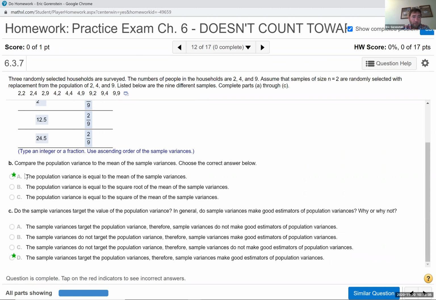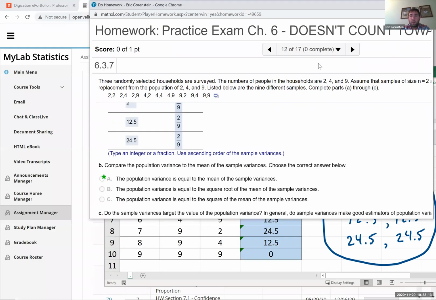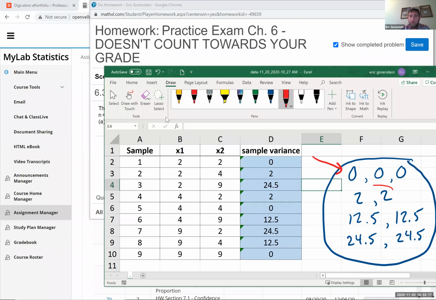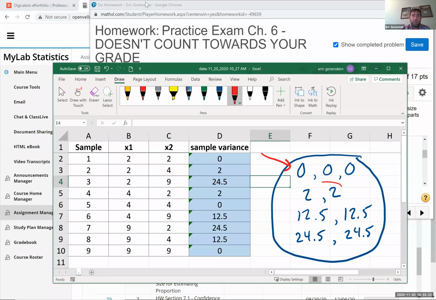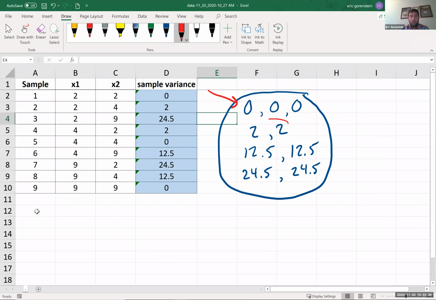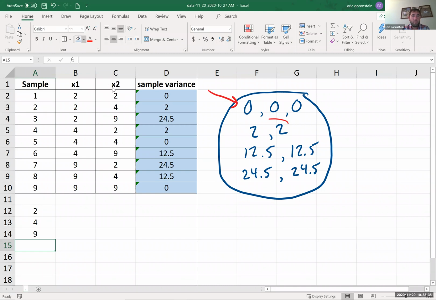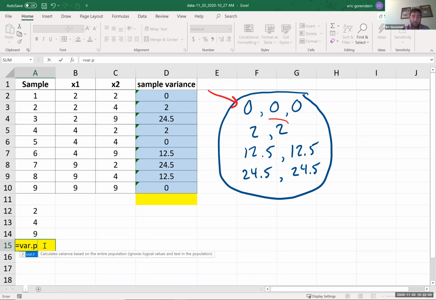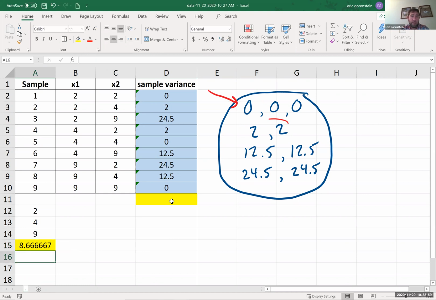And then part B and C, compare the population variance to the mean of the sample variances. Two, 4, 9. Okay, so the population is 249. So we can find the population variance. That's VAR.P for population. So there's our population variance. And then we could go over here and find the mean of the sample variances. We should get the same number.